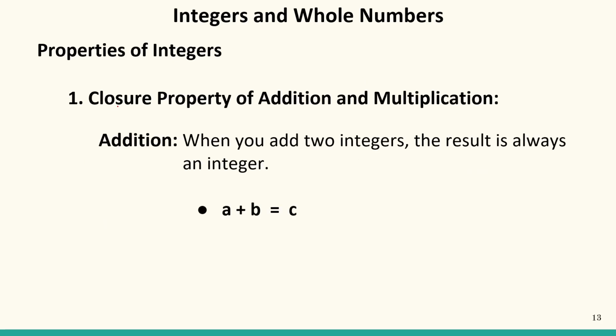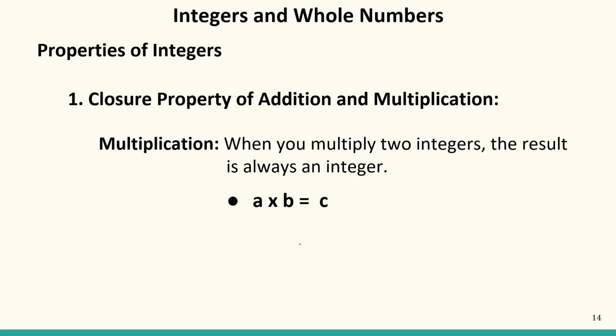Let's explore the closure property of addition and multiplication. What is addition? When we add two integers, the result is always an integer. So if A belongs to integers and B also belongs to integers, then C also belongs to integers. For example, if we add 1 plus 2, we get 3. You all know that 1 belongs to integers, 2 belongs to integers, and 3 also belongs to integers.